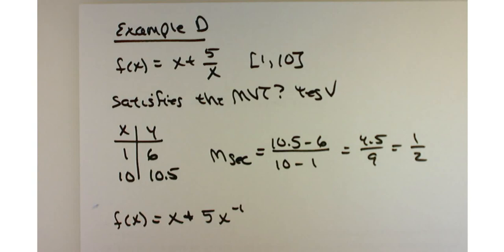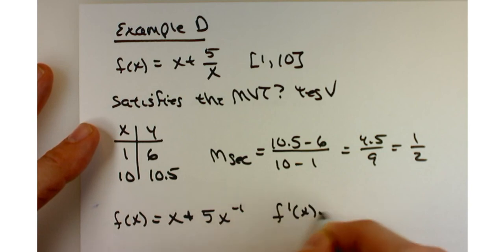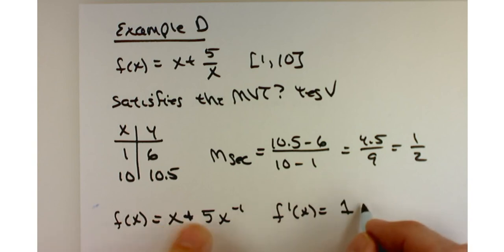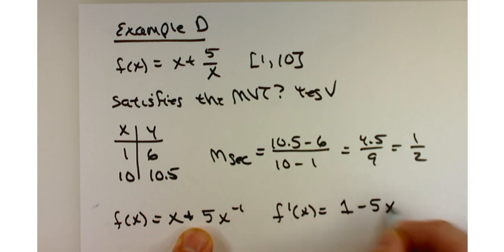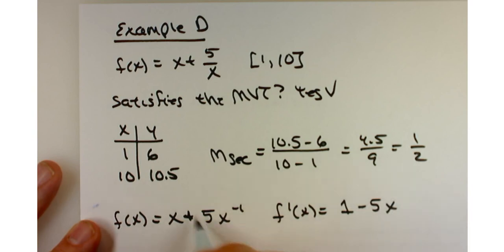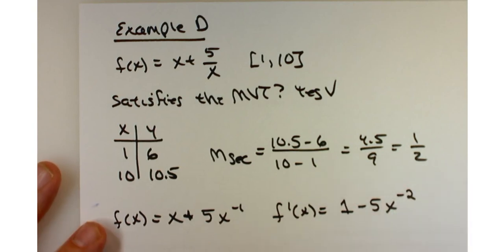So, Gabe, what's the derivative of this going to be, please? 1, and then negative 1 times 5 is going to be negative 5 x to what power? When you multiply by the exponent, then what happens to the exponent? You subtract 1, right? So it should be 5x to the negative 2.